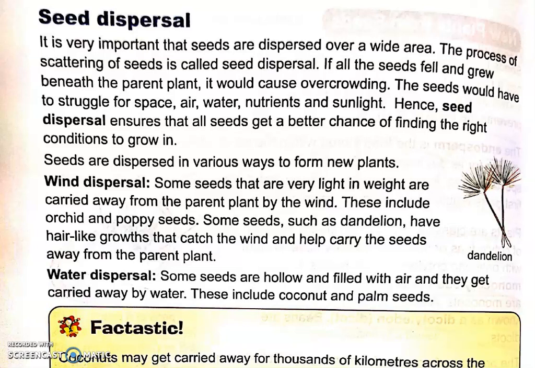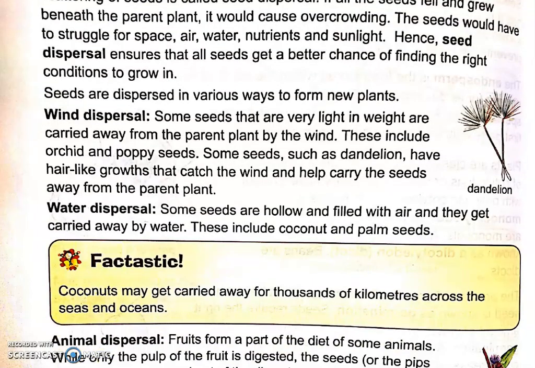So the seeds, if there is overcrowding, would have to struggle for space, air, water, nutrients, and sunlight. Hence, seed dispersal ensures that all seeds get a better chance of finding the right conditions to grow in, so that everybody can get water, everybody can get air, everybody can get nutrients, everybody can get sunlight. So seeds are dispersed in various ways to form new plants.